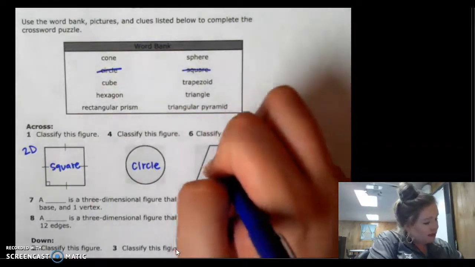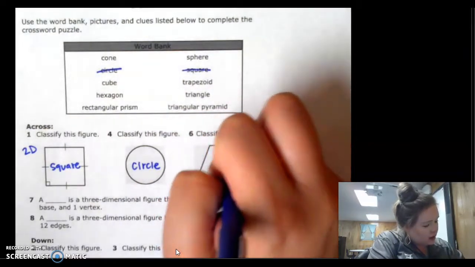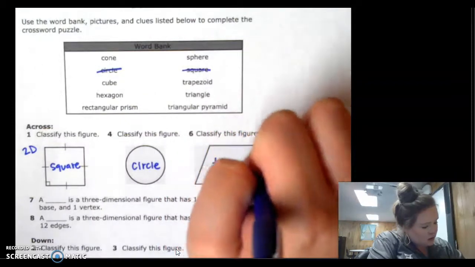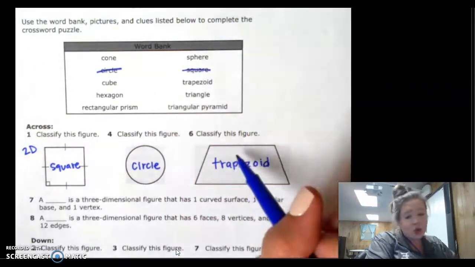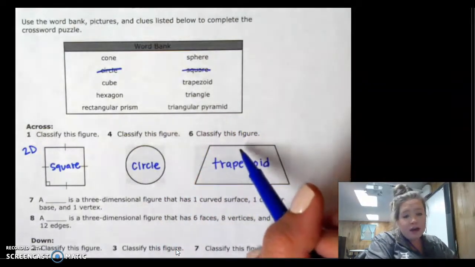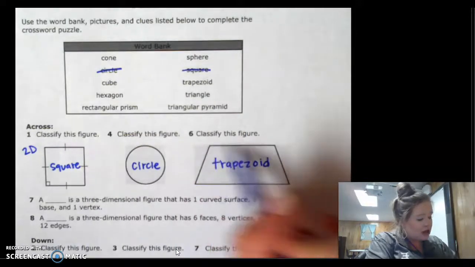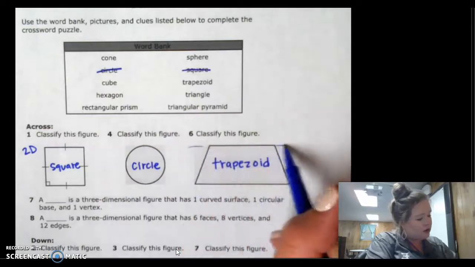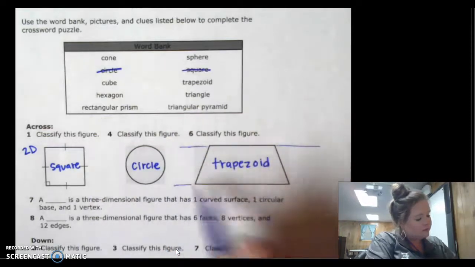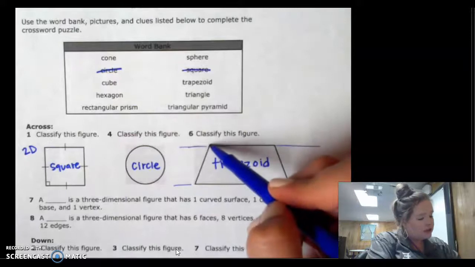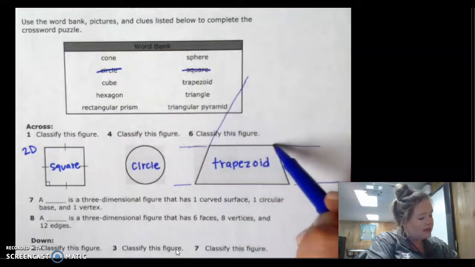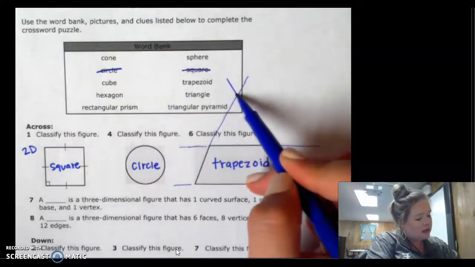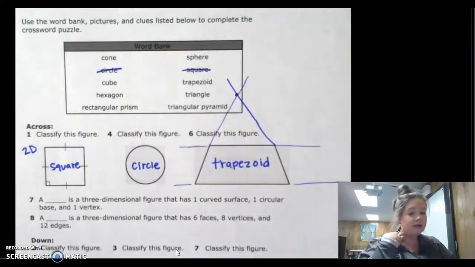Awesome job. This is a trapezoid. A trapezoid has one pair of parallel sides. The top and the bottom in this trapezoid are never going to meet. If you keep extending them forever, they would never meet. The two on the side, though, if you kept extending them, eventually they would cross. All right.